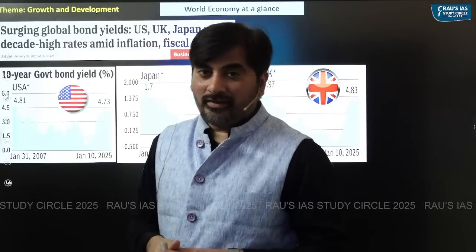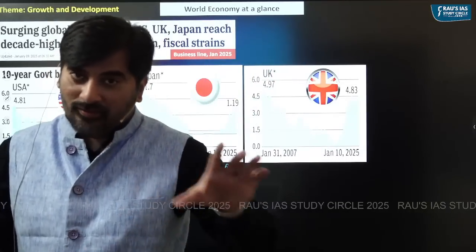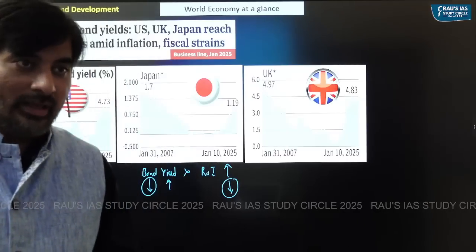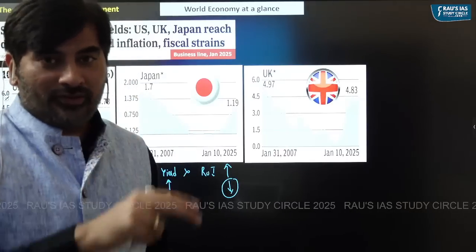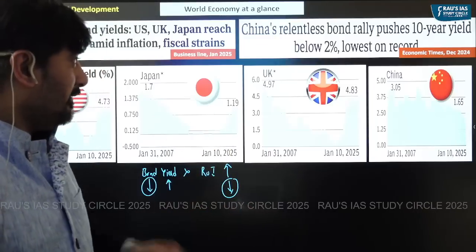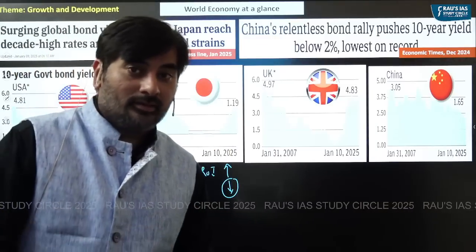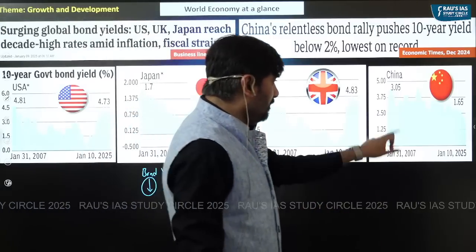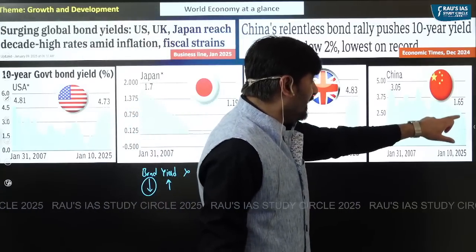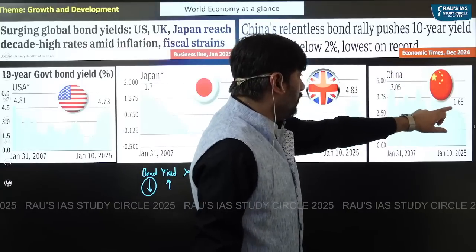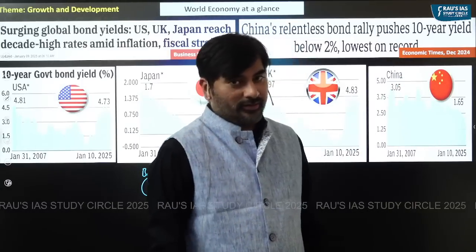Now this is what is interesting. Why is this happening? We will understand. China is facing a problem of its own. You can see in China, bond yields are reducing. So in China, bond yields have come to all-time low of almost 1.65%.